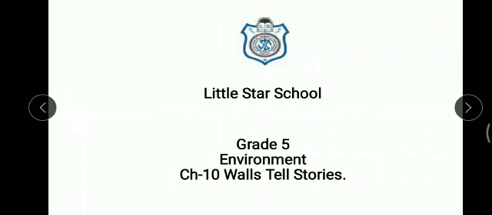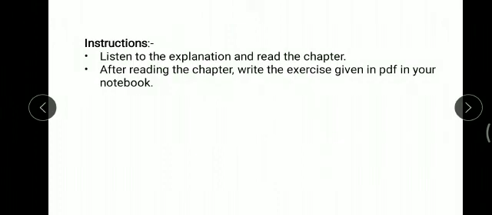Today we are going to study chapter 10, Walls Tell Stories. Before that, I want to give you some instructions. Listen to the explanation and read the chapter. After reading the chapter, write the exercise given in the PDF in your notebook.